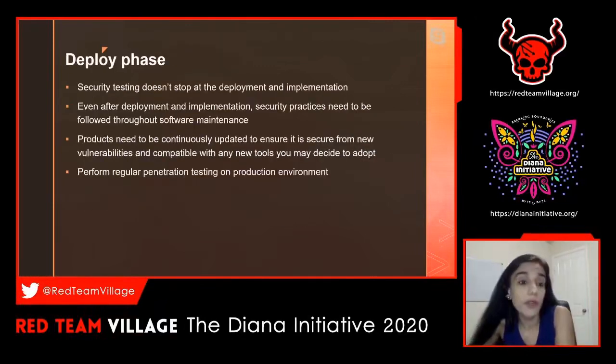Last is our deployment phase. In this phase, your code is already in production. You have already done all the checklists. So what's next? Very important: security is still important. Security does not stop because you have reached deployment and implementation. Even after deployment, security practices need to be followed. We need to continuously test our application for any new vulnerabilities. There are tons of zero-day vulnerabilities, so we need to make sure that we are continuously testing for those. It's a good practice to perform a regular penetration test on the production environment.